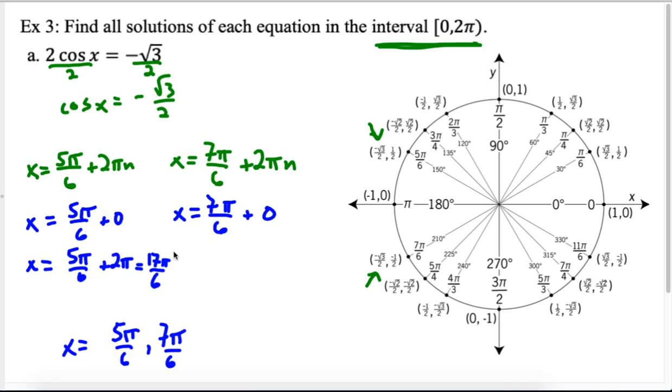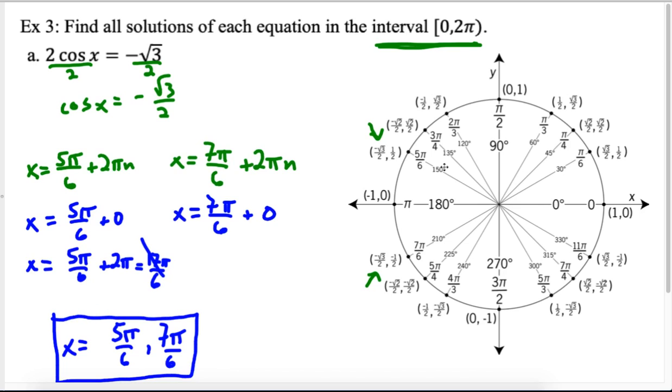17 pi over 6 is not in between 0 and 2 pi, so that is not going to be one of my answers. And I can clearly see that this one, if I add 2 pi, will also be outside of my 0 to 2 pi. So my two answers here are 5 pi over 6 and 7 pi over 6.